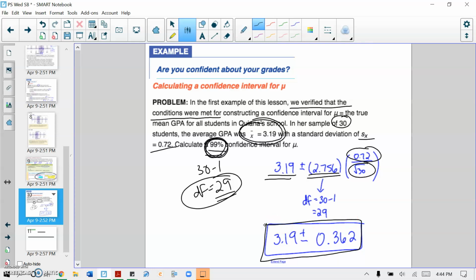Now, technically, I should write my answer as a full sentence. I should say, we are 99% confident that the true mean GPA for all students at Kiana School lies on the interval 3.19 plus or minus 0.362. Okay, so technically I should write it in a sentence, but since we're still just learning, that's okay.